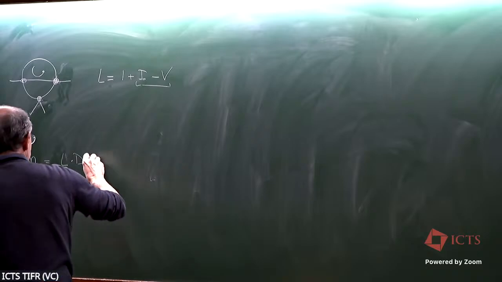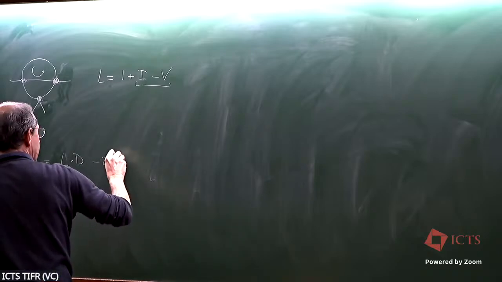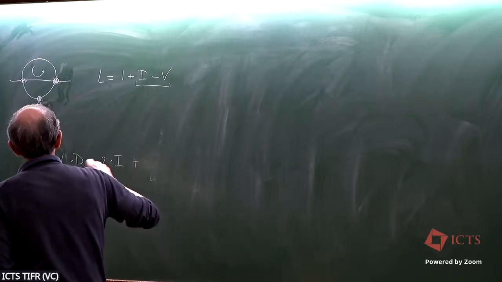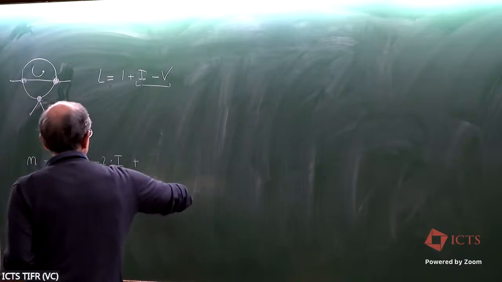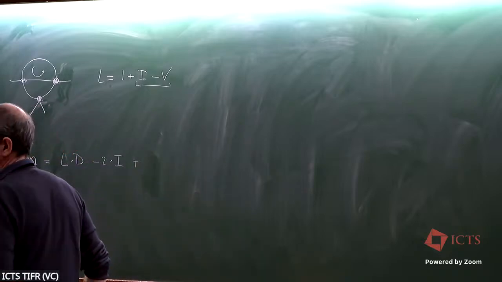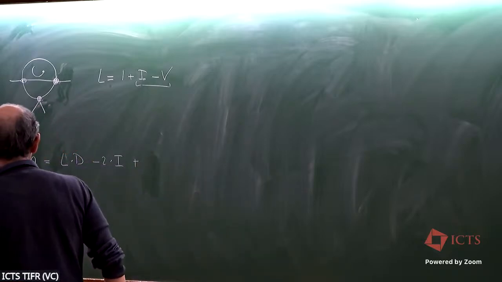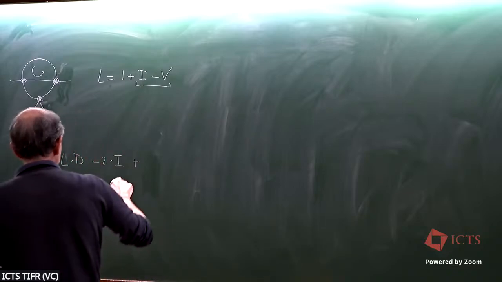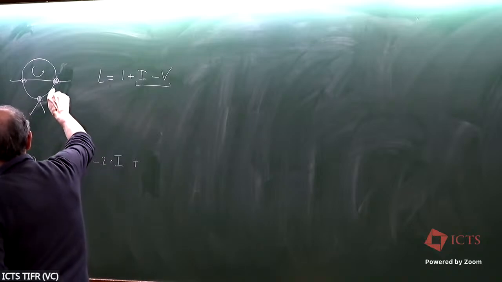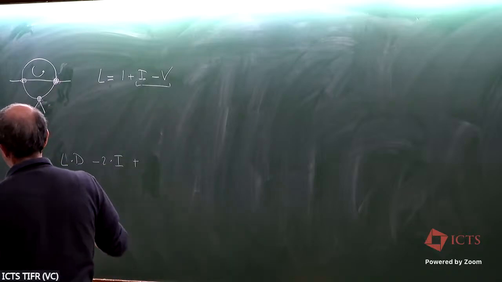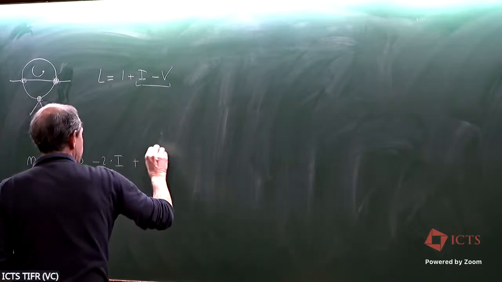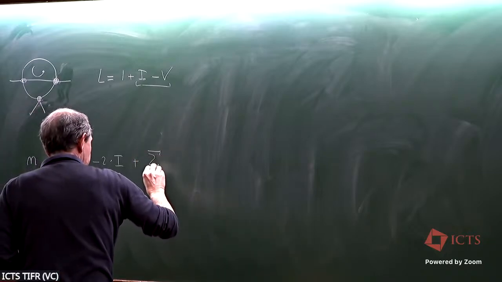So then I have minus 2 times the number of internal lines, and then I will have a positive power of momenta by the vertex. And here in chiral perturbation theory, I will put different vertices with different momenta. So I write it like this.